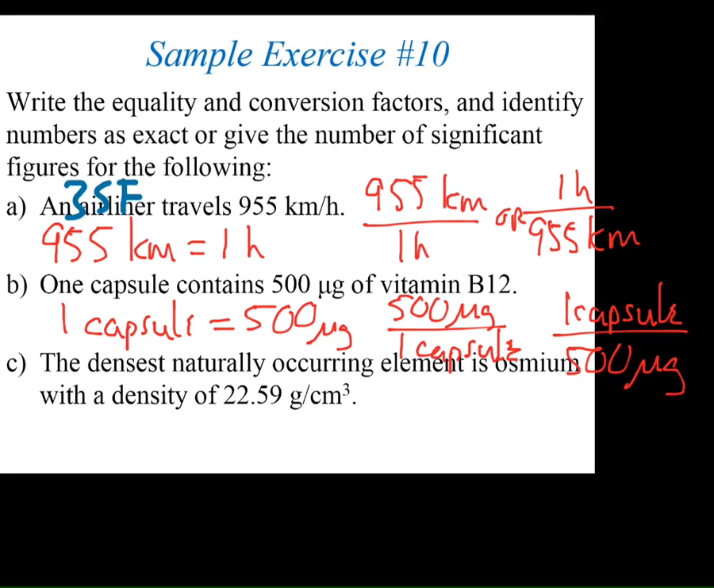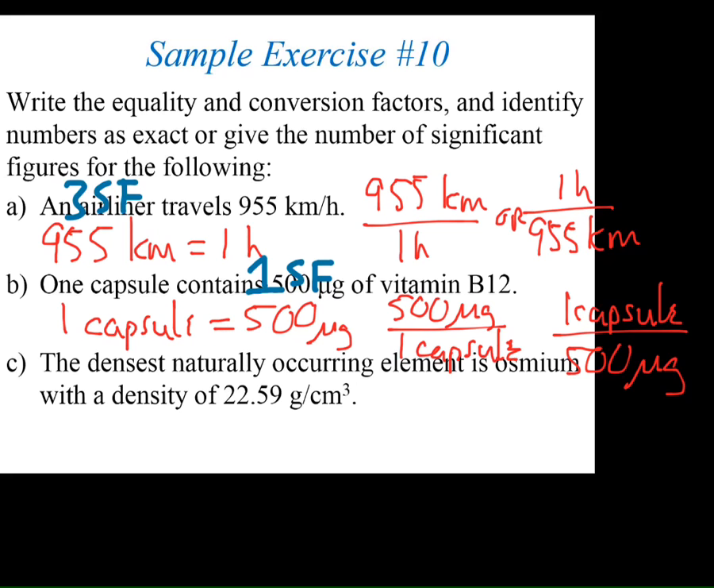I could do it either way. So, how about this one? Is that exact or is that measured? Somebody has to measure out that B12 into that capsule, right? They're measuring out. So that definitely has some sig figs. How many sig figs then are on the 500? Only 1, right? Because the zeros are not significant because there's no decimal.